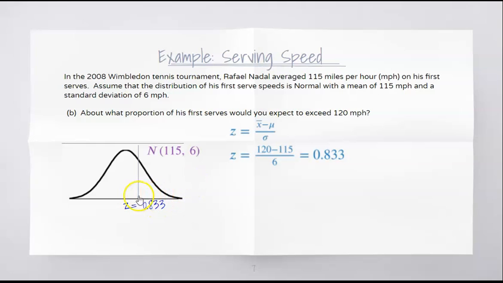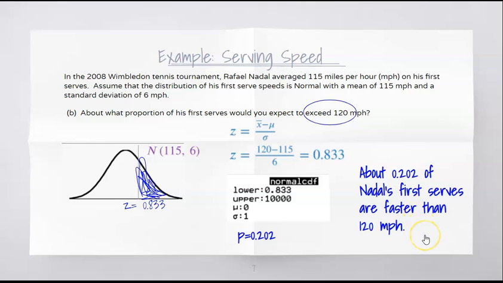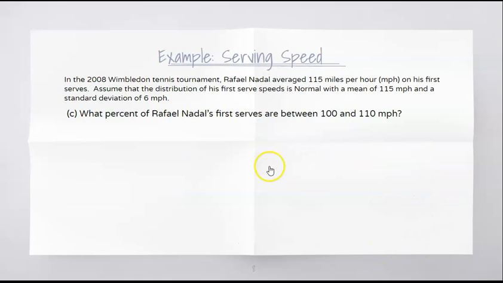And I need to decide which way am I going to shade. Well, look back at the question. It says exceeds 120. So that should indicate in your mind that it is greater than 120. So I'm going to shade it to the right. And that helps me to identify my boundaries for my calculator. All right, so my lower boundary is 0.833. My upper boundary is positive infinity, but I put in 10,000. And then mu is 0, sigma is 1, again, because I'm using a z-score. All right, find the value, it's 0.202. So then to answer the question in context, I would say about 0.202 of Nadal's first serves are faster than 120 miles per hour.